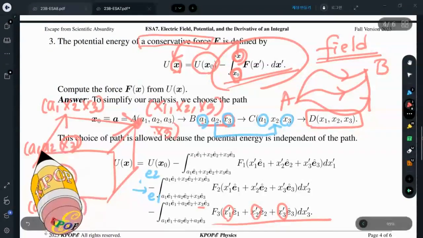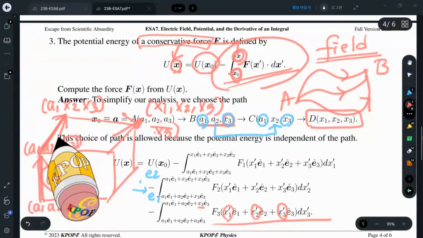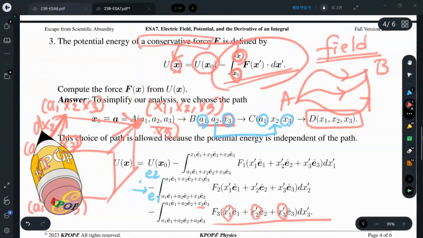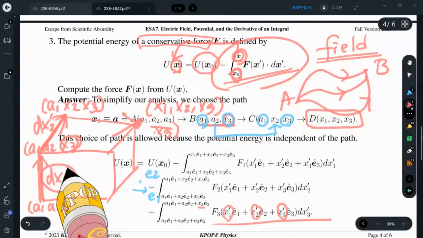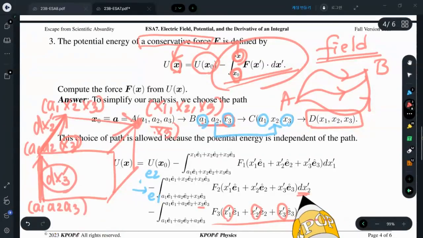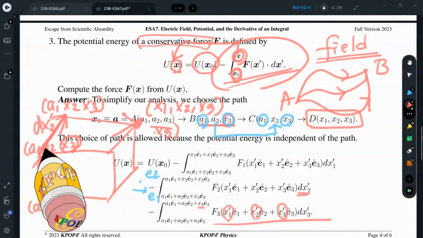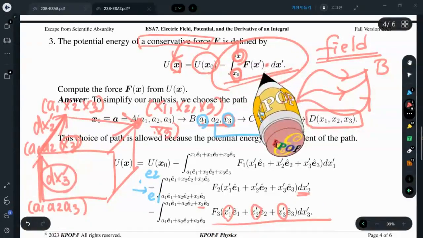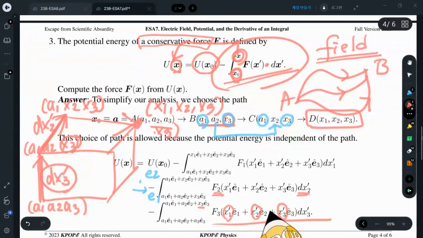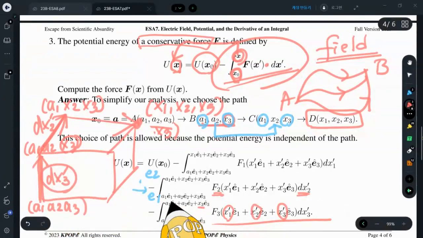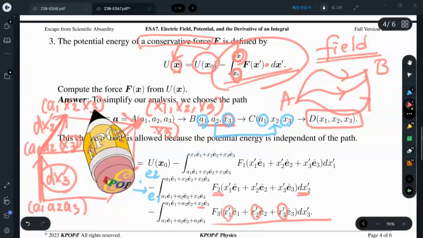And then the next step is to change the y component. And this integral involves the x2 prime integral. In this case, in the scalar product, only f2 contributes, and the starting point is a1, a2, x3. The end point is a1, x2, x3.